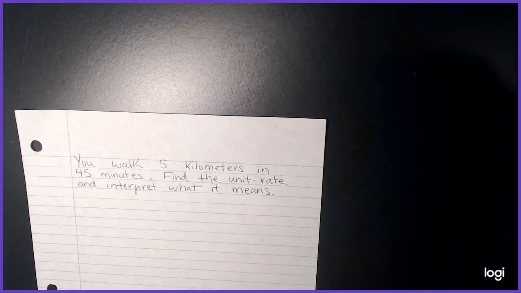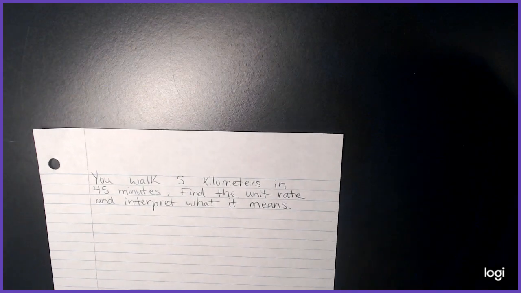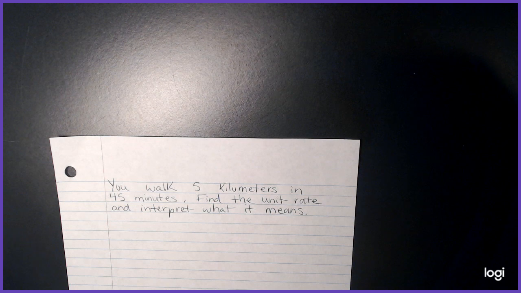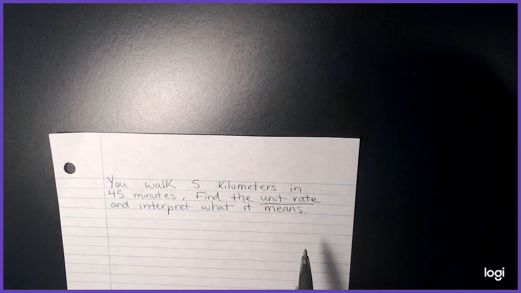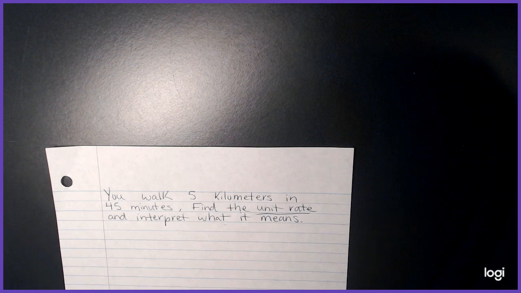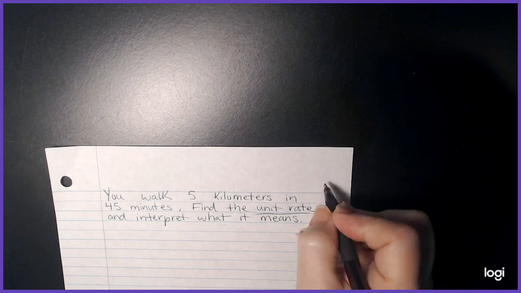All right, so I'd like for you to solve this on your marker board. It says you walk 5 kilometers in 45 minutes. Find the unit rate and interpret what it means. We'll interpret what it means after you finish, but I would like for you to go ahead and find the unit rate. Unit, remember, means the number, it means 1.